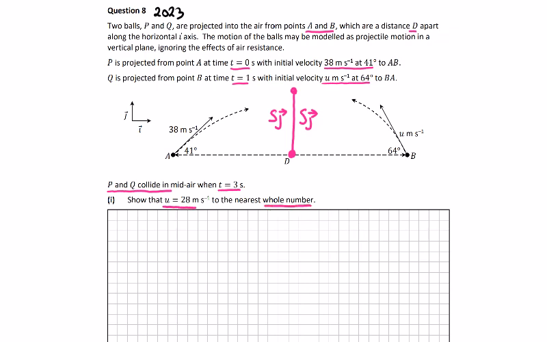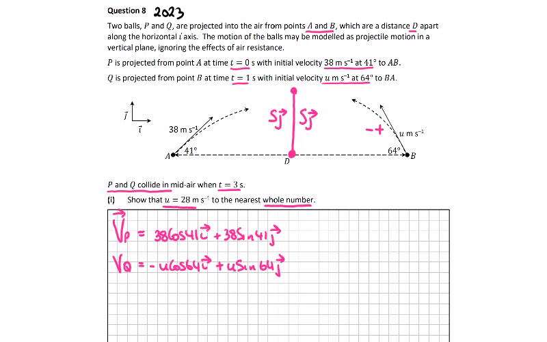Okay, well let's look at the initial velocities of these projectiles. The velocity of p is u cos alpha in the I direction, 38 cos 41 in the I, plus 38 sine 41 in the j. The velocity of q is negative in the I, minus u cos 64 in the I, plus u sine 64 in the j.